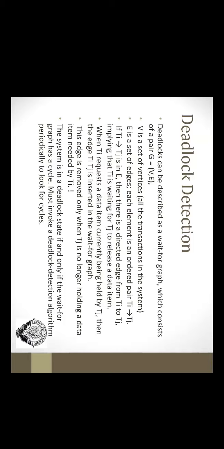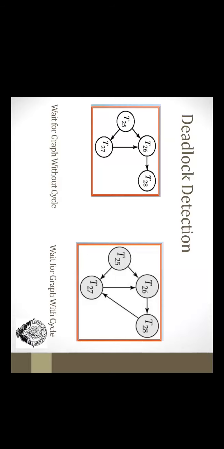We can detect a deadlock in a database only if there is a cycle in a wait-for graph. Let's see with the help of one example. Over here there are two graphs: a wait-for graph without cycle and a wait-for graph with cycle. We can say that the database is in a deadlock if there is a cycle in this particular wait-for graph.